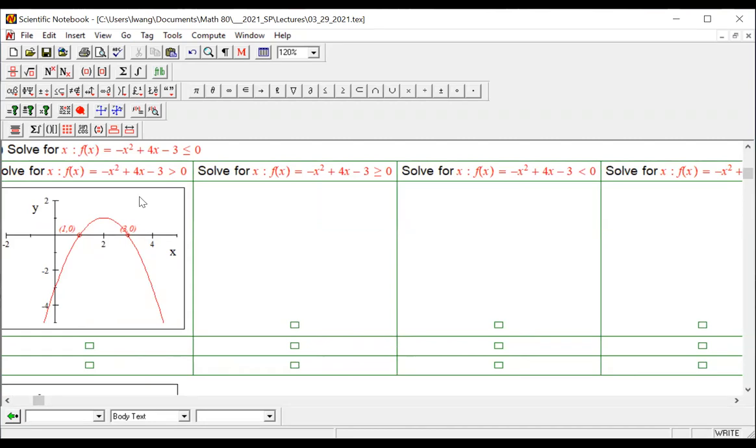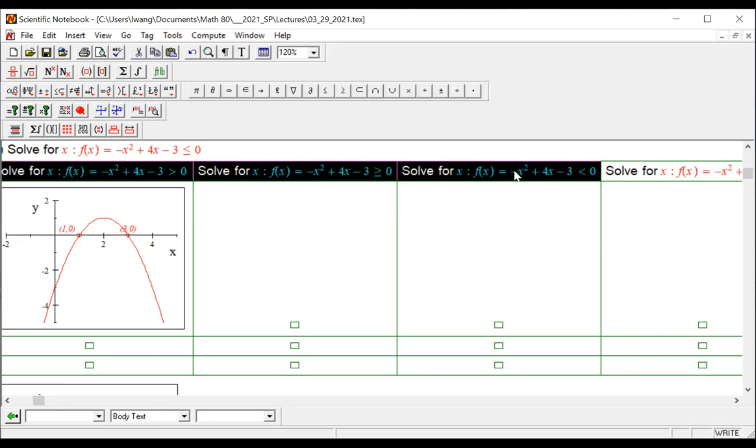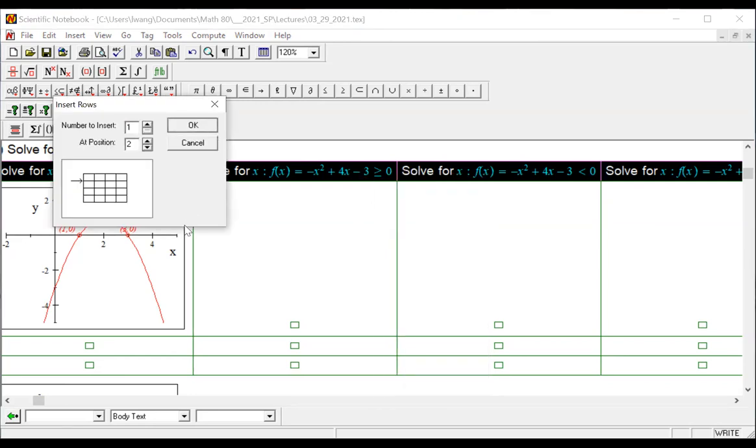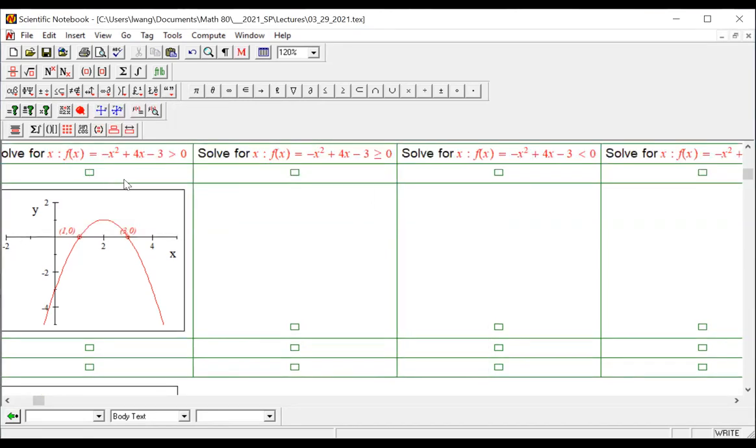So for greater than zero, we want the output to be greater than zero, right? So what will be the solution? The solutions really are just the numbers there in the middle, right? So the solution would be x is larger than one, smaller than what? Three. That's the solution.